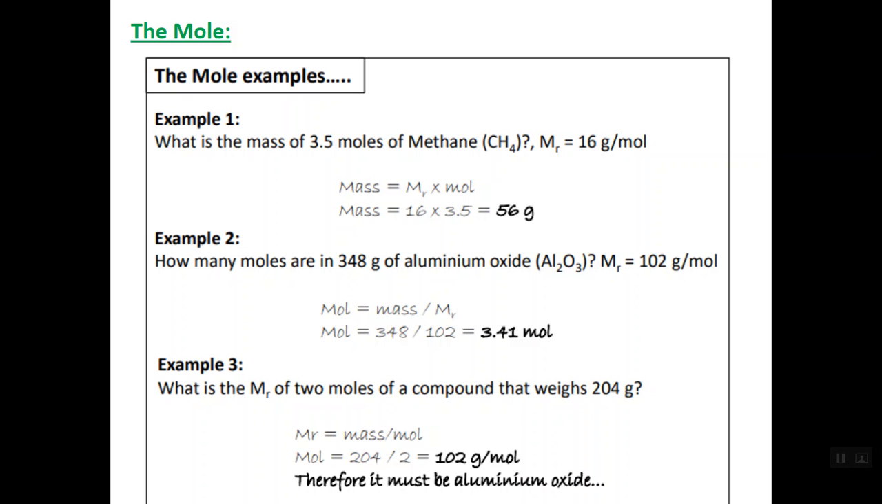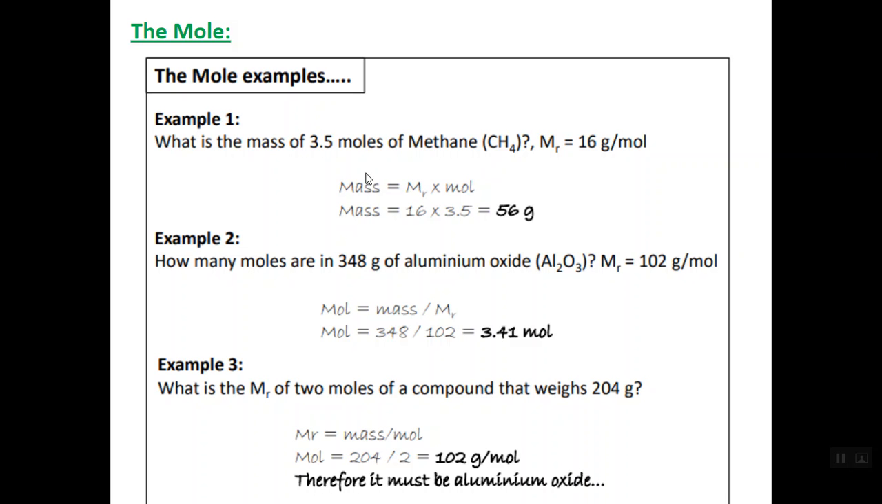So example 1 is looking at the mass. What is the mass of 3.5 moles of methane? Now, they've given you the relative formula mass because we've got it here. So you can quickly work that out because carbon's 12 and hydrogen's 1. If you add 4 hydrogens to carbon, you get 16. So quite nicely, these examples have the MR there for you. Now, when you get the questions, they might not necessarily do that. So just make sure that you are aware of that.